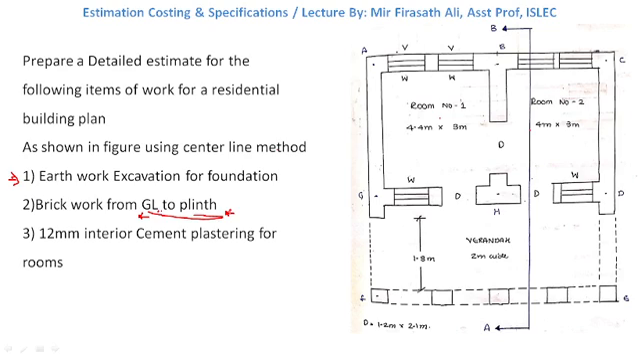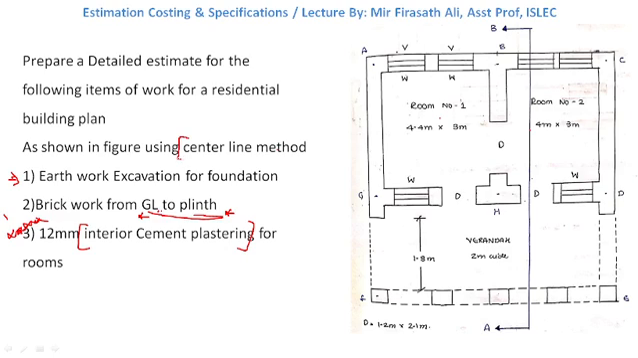The third one is 12 mm interior cement plastering for rooms. This is one more new addition. Till now we have not done this in any of our problems. What we need to find out is the quantity of the plastering only for interior walls, the interior walls of the room. Here we need not concern ourselves about the exterior walls.